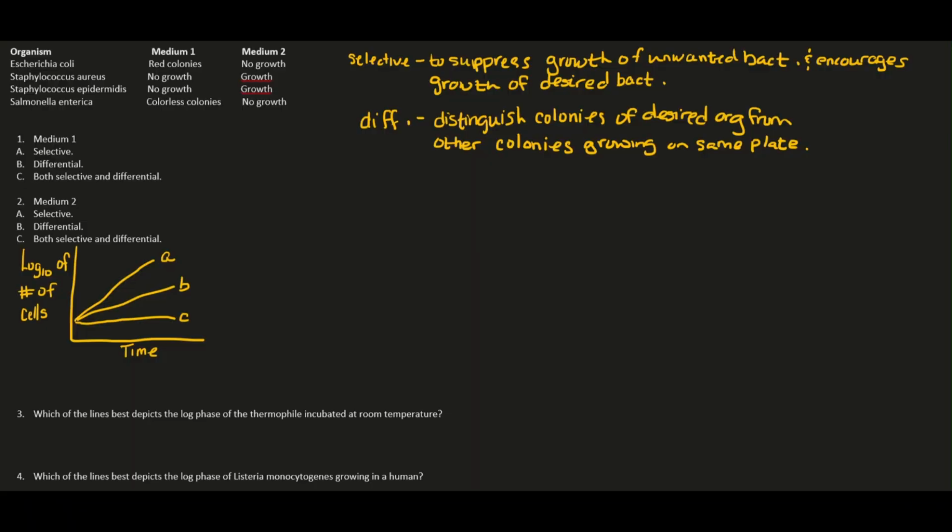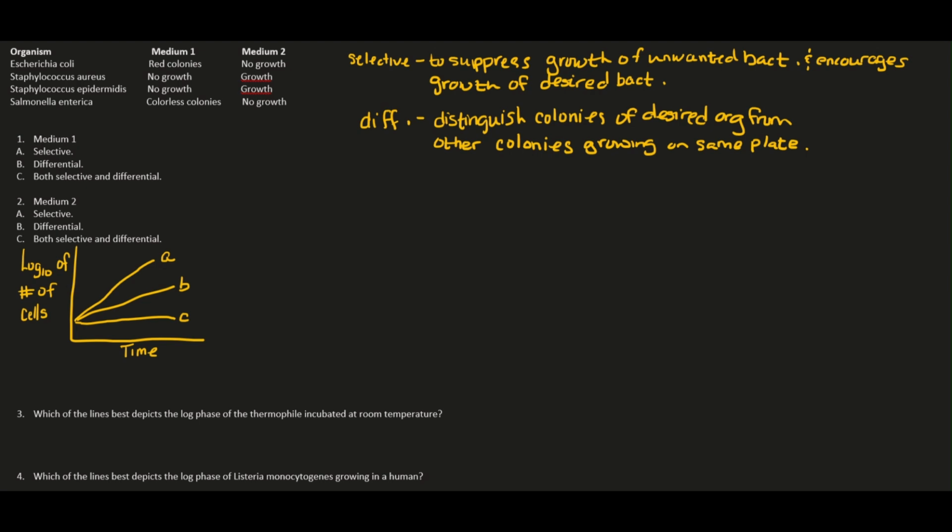Using the following information to answer questions 1 and 2, two culture media were incubated with 4 different bacteria. After incubation, the following results were obtained, and you see that on the screen. Medium 1 has red colonies, no growth, colorless colonies. Medium 2 has no growth, growth, and no growth. Let's go to number 1.